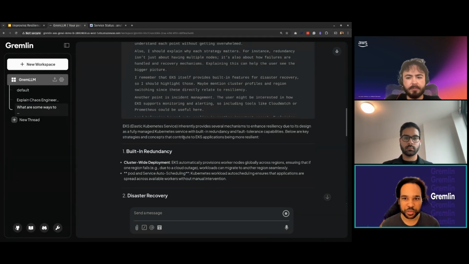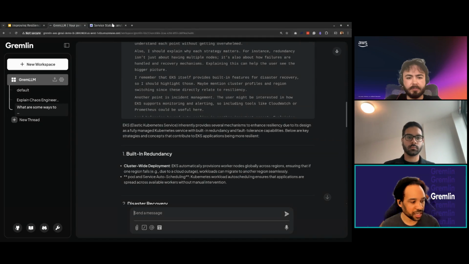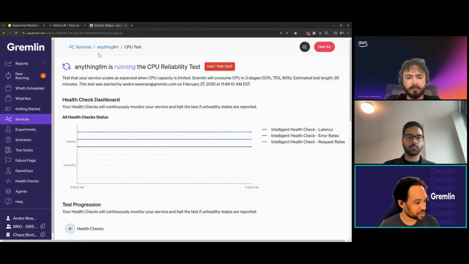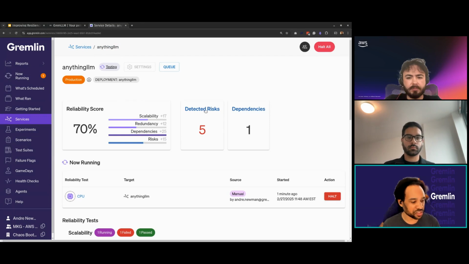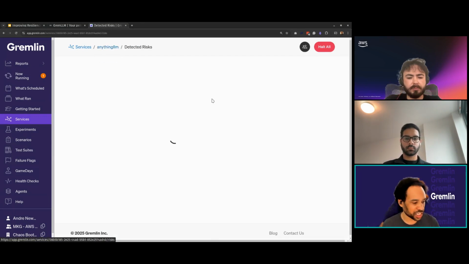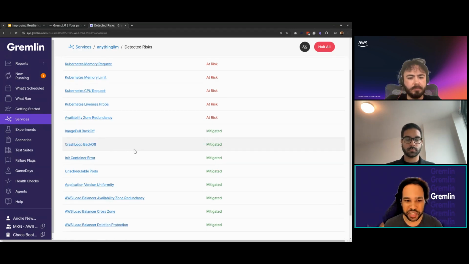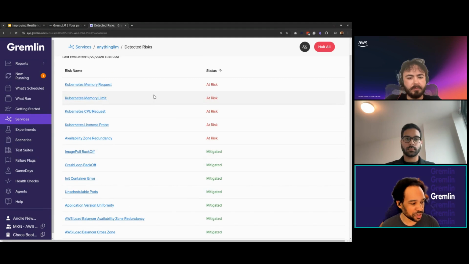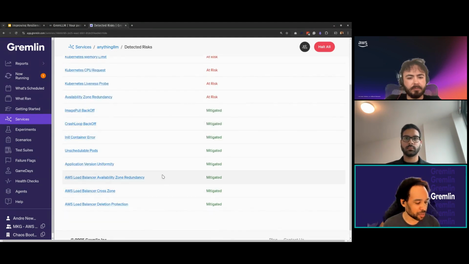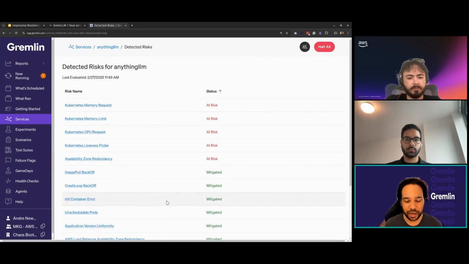And I know we're running a bit short on time, but I want to show you all one more thing, and that's detected risks. So earlier I mentioned Gremlin can go in and automatically detect certain configuration issues on your system. This is what that looks like. So on your service, you go to detected risks, and depending on the type of service you're running, you get this list of different risks that Gremlin looks for. Since I'm running on AWS and Kubernetes, I'll see a combination of Kubernetes risks here, as well as AWS-specific risks. And these are just automatically detected based off of my environment.